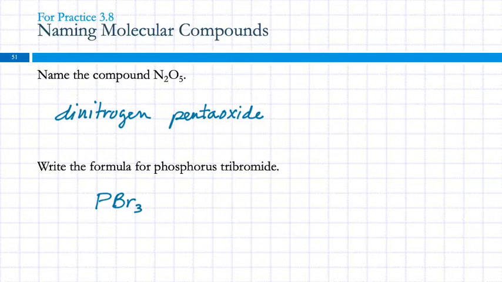Yes? When do you use mono? Mono is used when there's one atom of the second element. We just leave it off on the first one. Could you use an example of that? Well, this is an example where the mono's left off. So instead of monophosphorus tribromide, we drop the mono. If you have something where there's only one of the second element, like CO, the first element is carbon, and then there's one oxygen.